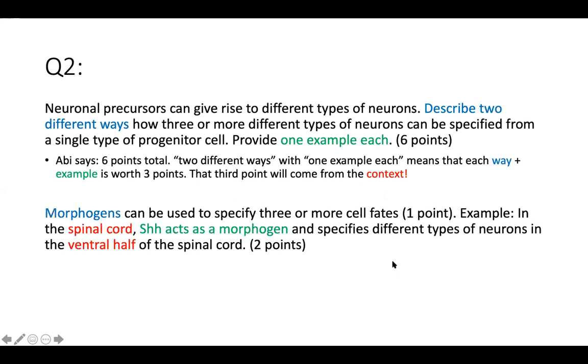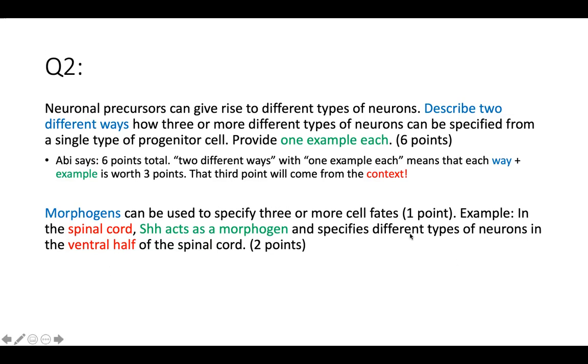So here's the example that we did. There's morphogens, that's a way. Morphogens can be used to specify 3 or more cell fates. That's worth 1 point. And then here's the example. In the spinal cord context, sonic hedgehog acts as a morphogen to specify different types of neuronal identity in the ventral half of the spinal cord. So that example could get only 1 point if it wasn't as clear about the context and what was going on there. But because that's a nice, clear example, that gets more points.